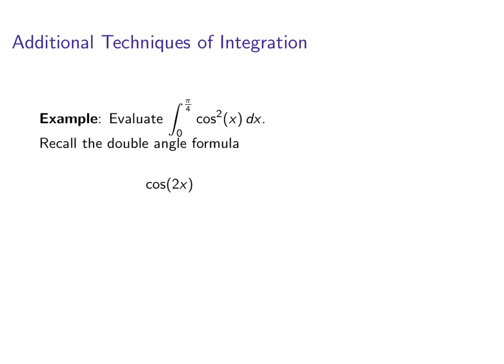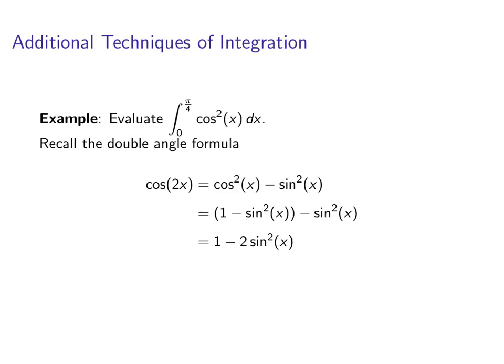Okay, there is a double angle formula, and it looks like this. Cosine 2x is equal to cosine squared x minus sine squared x. Now let's modify this a little bit. Let's take the cosine squared x and turn it into 1 minus sine squared x, which then turns into 1 minus 2 sine squared x.